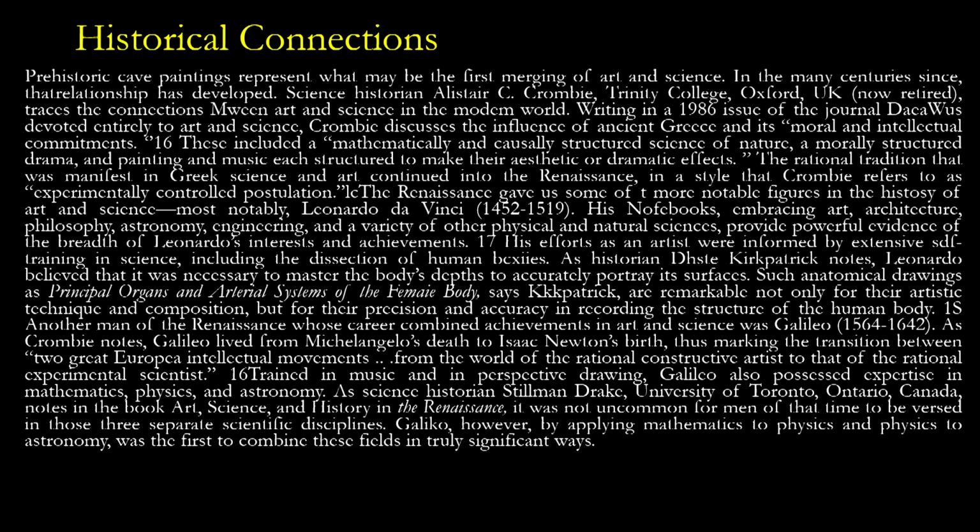Trained in music and in perspective drawing, Galileo also possessed expertise in mathematics, physics, and astronomy. As science historian Stillman Drake notes in the book Art, Science and History in the Renaissance, it was not uncommon for men of the time to be versed in those three separate scientific disciplines. So, at that time, art, science and technology, history were all various fields of inquiry, various fields of knowledge, and there was hardly any difference between art and science.